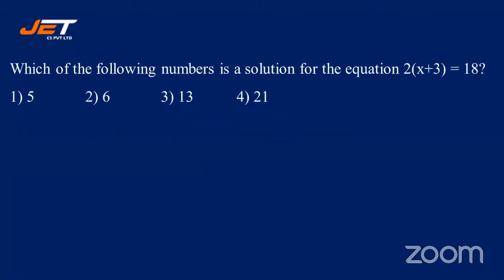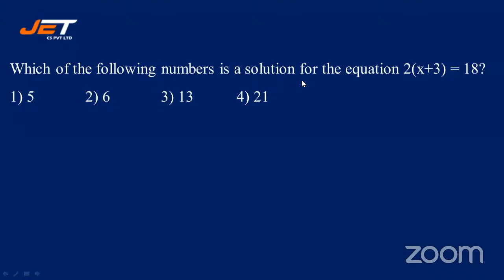All right. Yes. Now, which of the following numbers is a solution for the equation 2 of x plus 3 is equal to 18? All right. So very simple. Just solve for x. 2x plus 6 is equal to 18. Bring x to one side, the variable. Bring the constant to the other side. Then give me the value of x. All right. So by now you would have got the answer. Let's see how many are giving me the right answer.